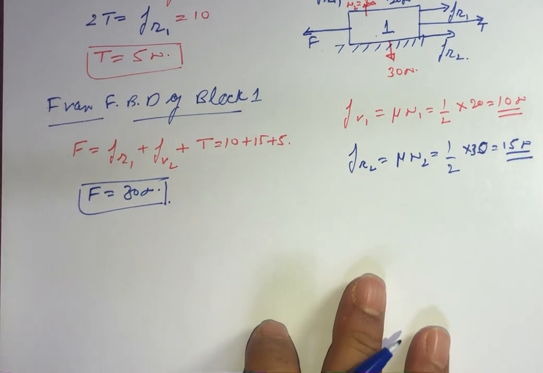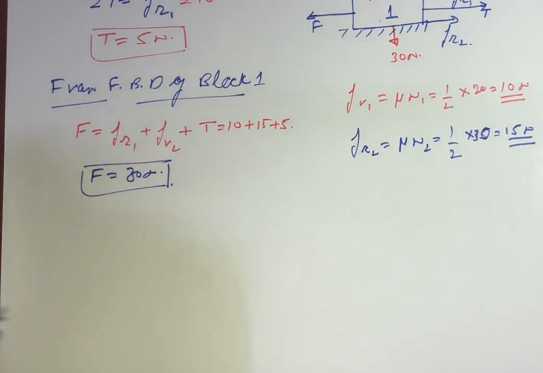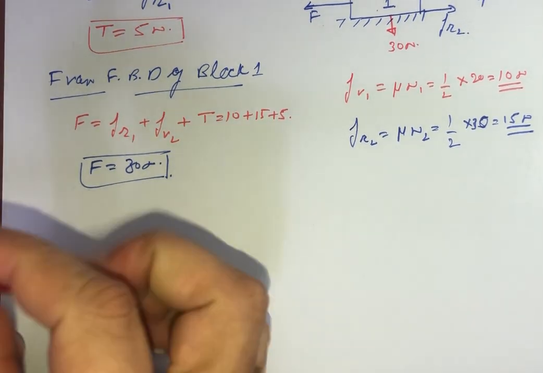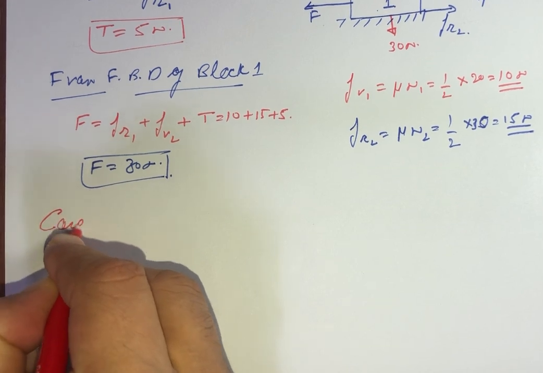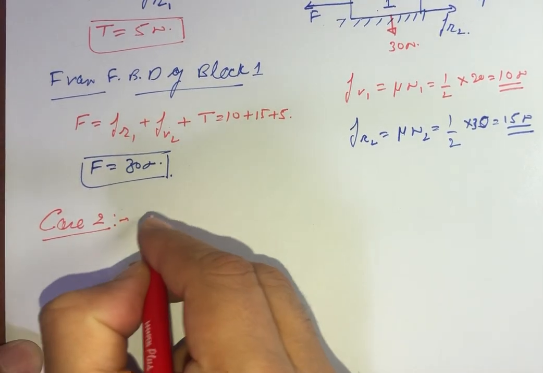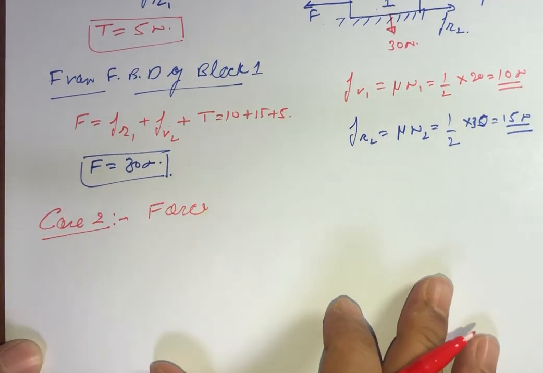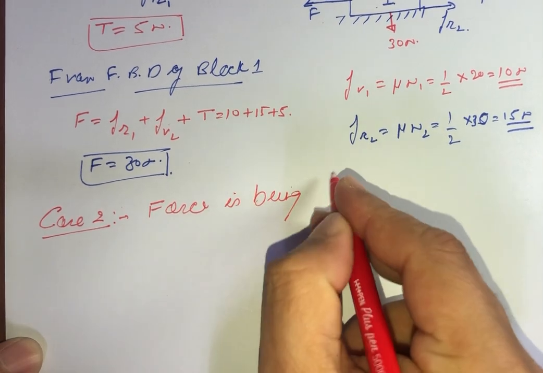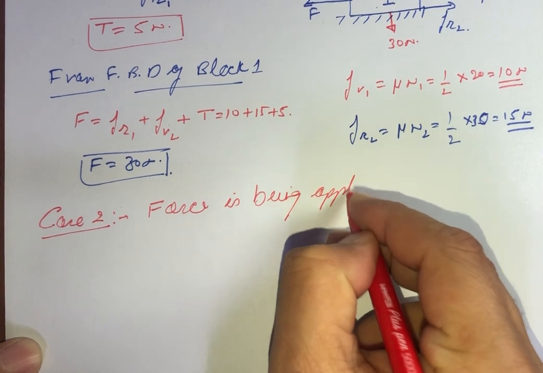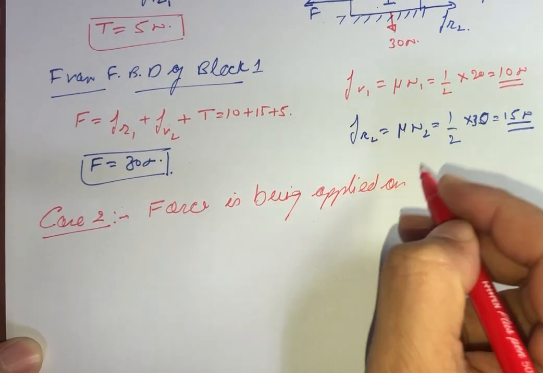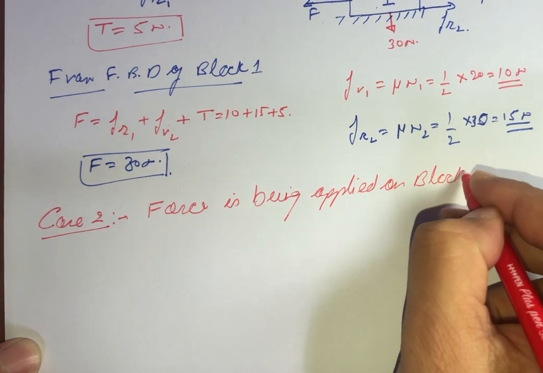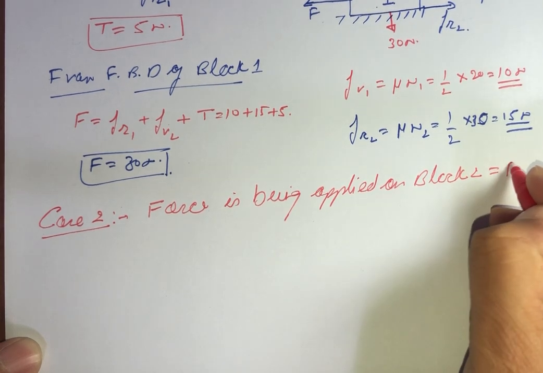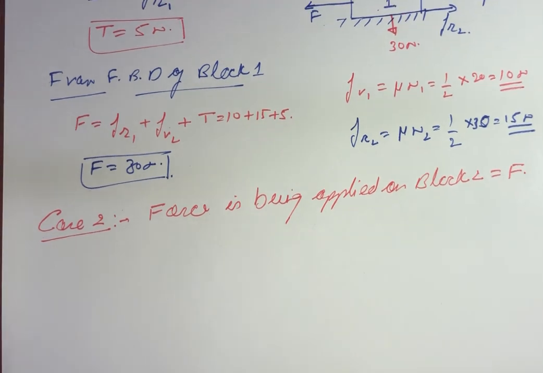Now we have case number 2. The force is being applied on block number 2. So we can say case 2. Force is being applied on block 2. And let us call this F again, it doesn't matter, whatever variable we can take.